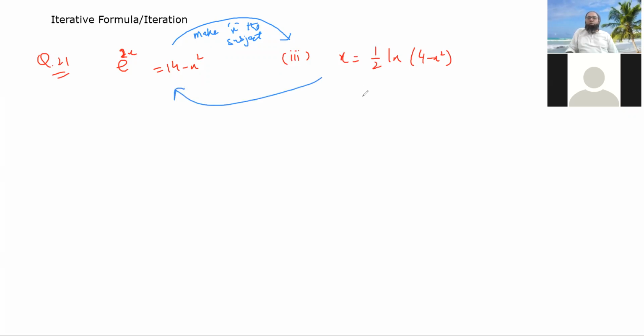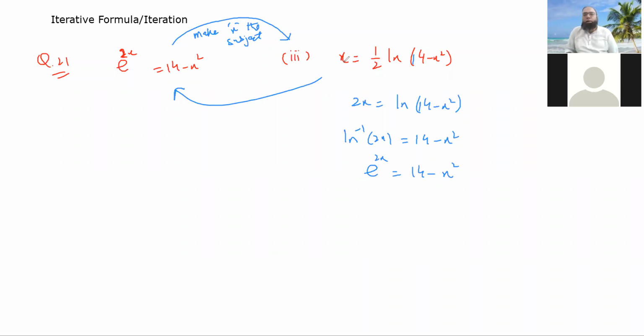So how can we do that? I'll do cross multiplication. It's 2x. And then I take the ln inverse of this 2x, that is 14 minus x squared. And ln inverse of 2x basically means e raised to 2x. So you have to show that this is really this equation. So this has been rearranged in a way that x is the subject.